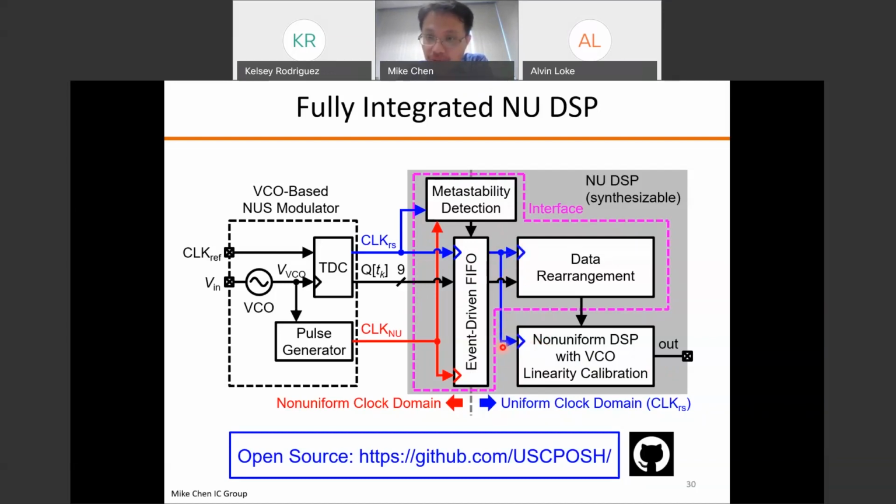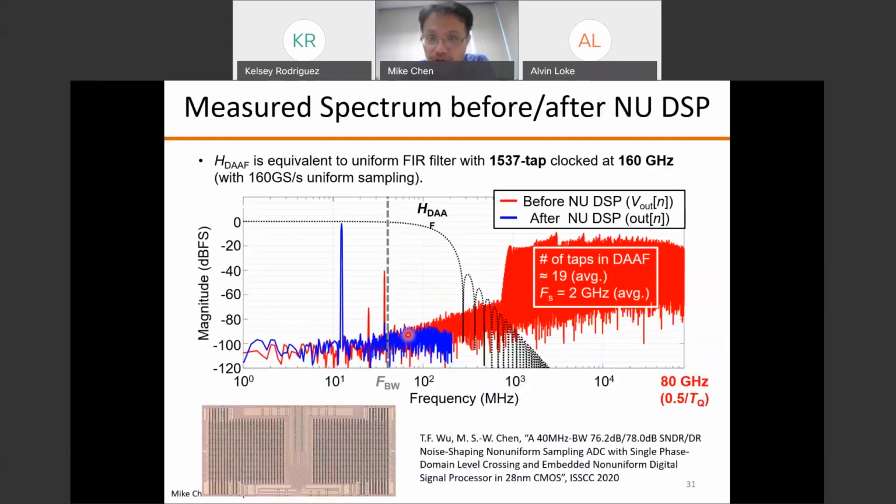And you know what? We are right now open sourcing this logic. If you go to this GitHub site, the USC Posh site, we have deposited this entire logic right here: how to interface from non-uniform samples to uniform samples, and it's all right there. Feel free to download it, synthesize it, play with it, and more importantly, improve it.